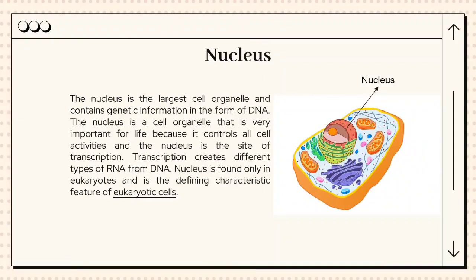The nucleus is the largest cell organelle and contains genetic information in the form of DNA. The nucleus is very important for life because it controls all cell activities, and the nucleus is the site of transcription. Transcription creates different types of RNA from DNA. The nucleus is found only in eukaryotes and is the defining characteristic feature of eukaryotic cells.